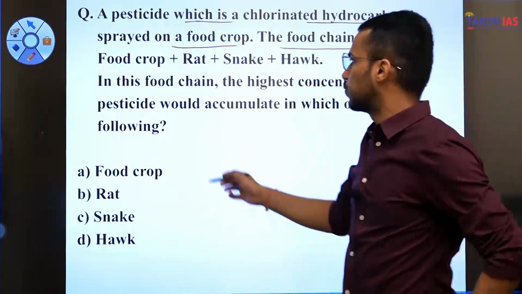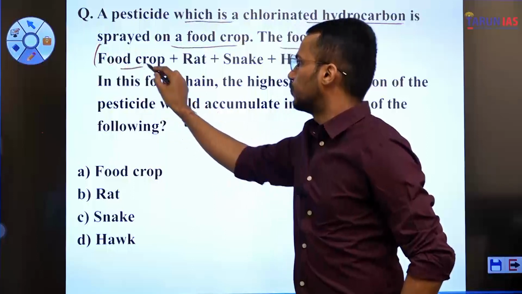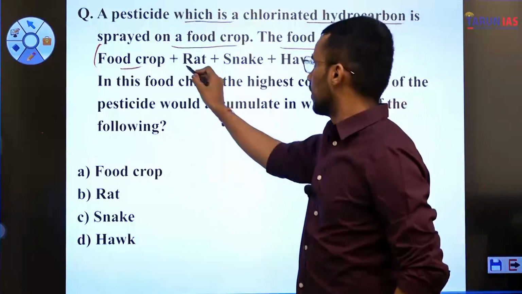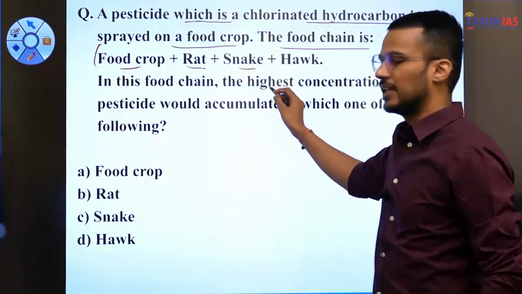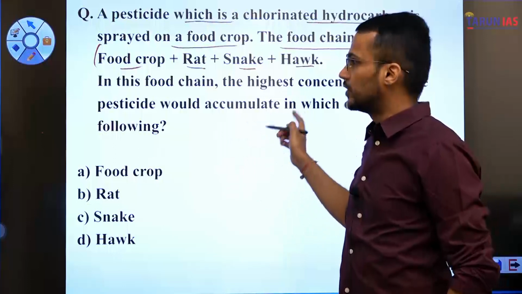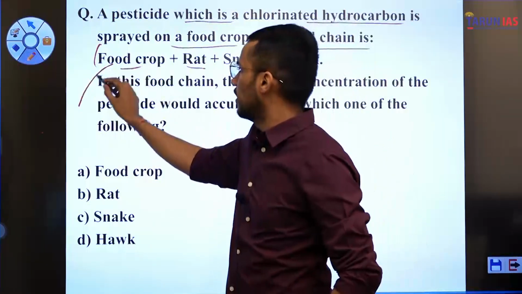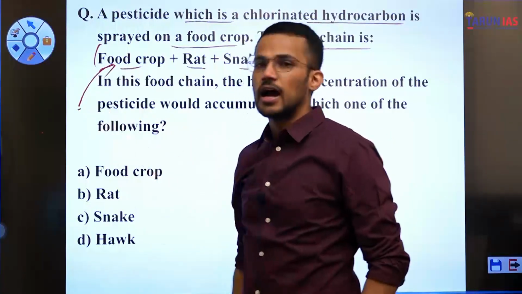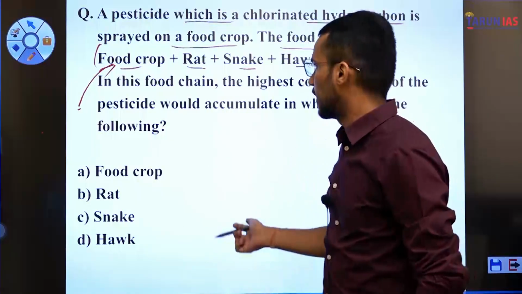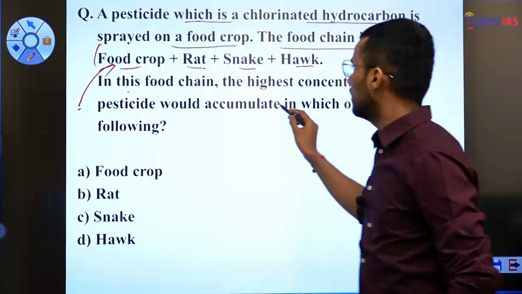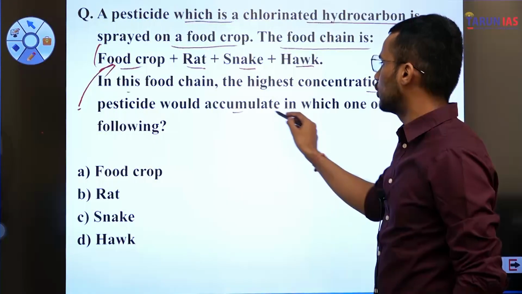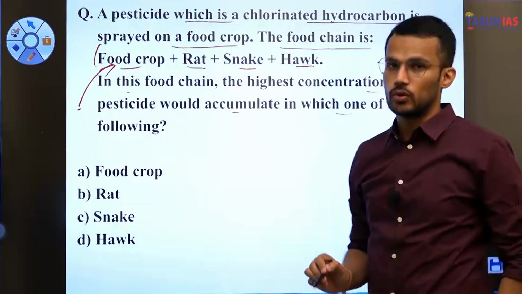chain, and that food chain is firstly food crop, obviously, as it is the producer, then rat, followed by snake, and then hawk. So that is the food chain, and we have spread chlorinated hydrocarbon on this particular food crop. Next part of the question. In this food chain, the highest concentration of the pesticide would accumulate in which one of the following?